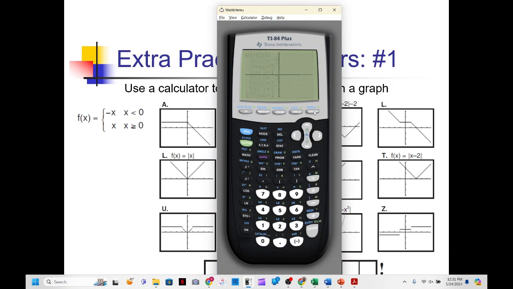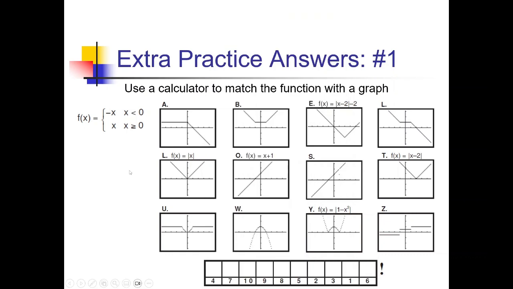So let's graph this. And here's what I end up with. That looks like the absolute value function actually. So that's this choice L right here. So I'm going to put an L then in spot 1.